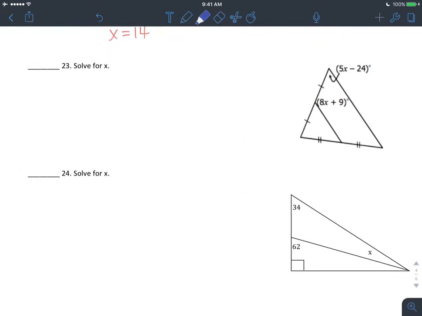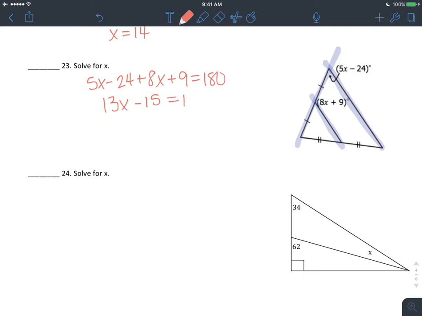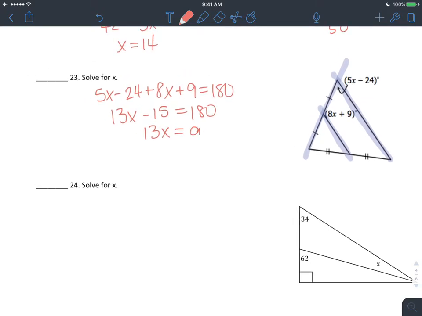All right, on number 23, this is a midsegment, so we know that these two lines are parallel, which means we have a transversal right here, and then these two angles are going to be same side interior, which means they are supplementary. So 5x minus 24 plus 8x plus 9 equals 180. So we're going to have 13x minus 15 equals 180. 13x is going to equal 195. So 195 divided by 13 is going to be 15.